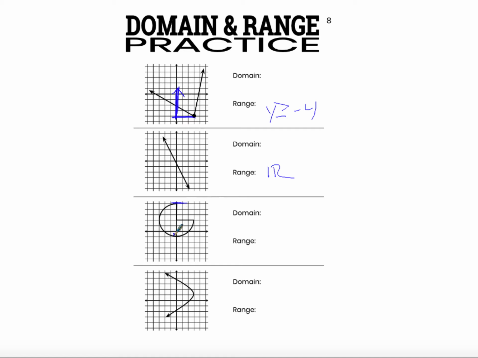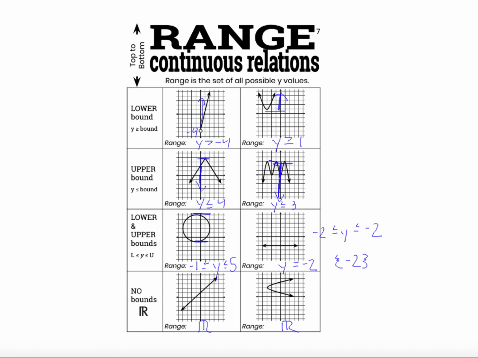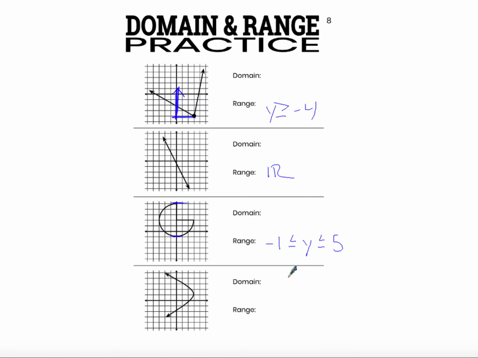All real numbers. Negative 1 is less than or equal to y. Did we already do that one? No, just similar. And then here, the range is all real numbers. We go forever to positive infinity, forever to negative infinity.